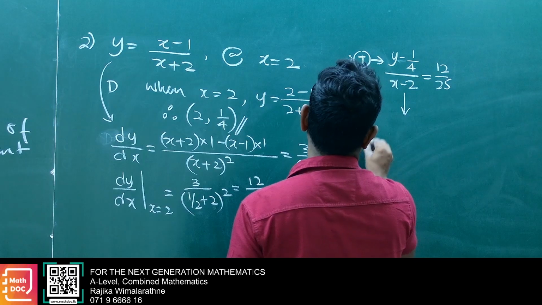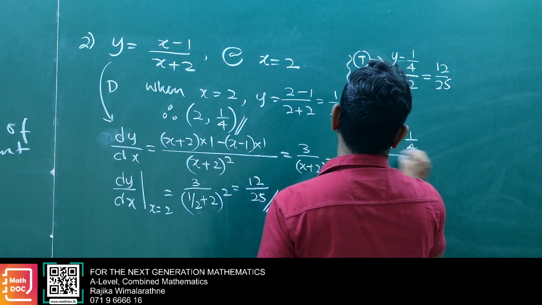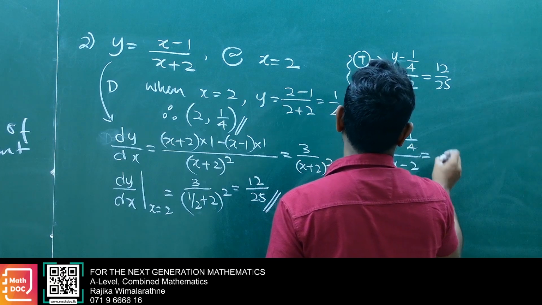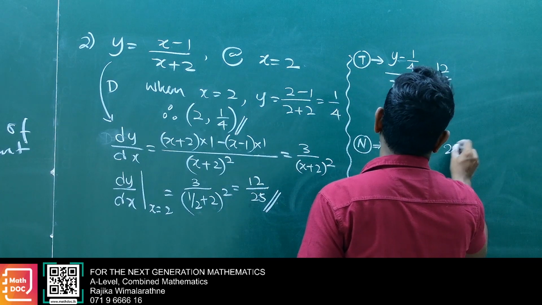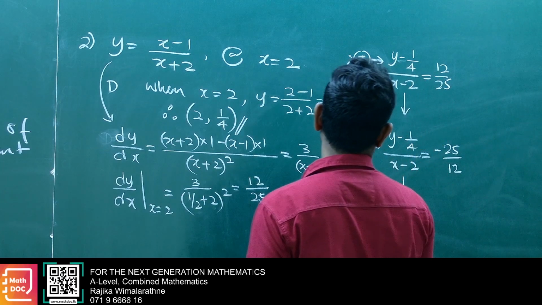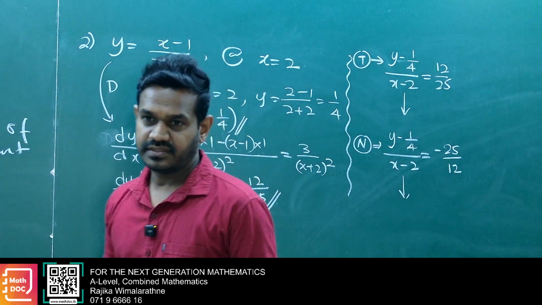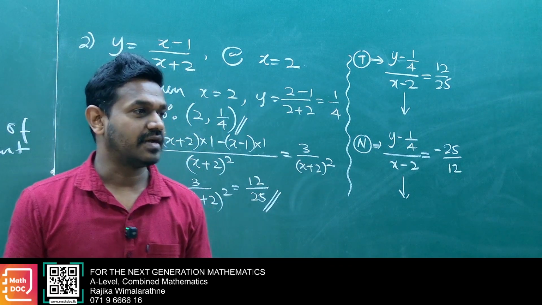Then normal equation: y minus 1/4 over x minus 2, y difference over x difference. Here take reciprocal, 25 over 12 and reverse the sign. Here simplify and get the solution. That's how we get it, okay? Complete. That is example 2.